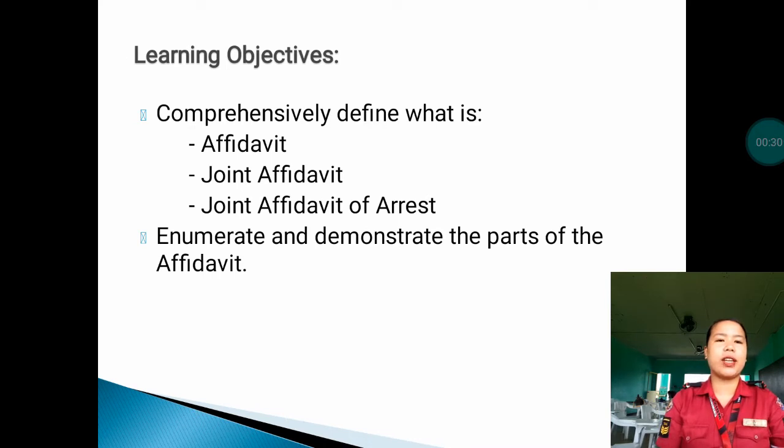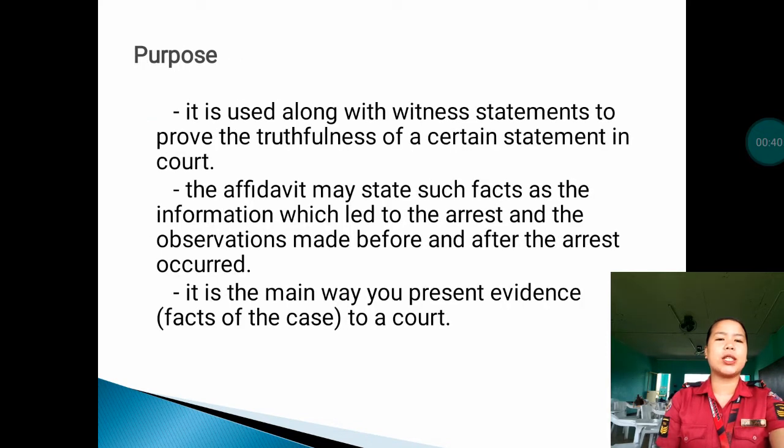Comprehensively define what is affidavit, joint affidavit, and joint affidavit of arrest. Enumerate and demonstrate the parts of the affidavit. Purpose: it is used along with witness statements to prove the truthfulness of a certain statement in court. The affidavit may state such facts as information which led to arrest and the observations made before and after the arrest occurred. It is the main way you present evidence, facts of the case to a court.